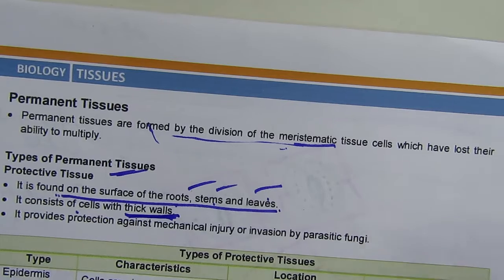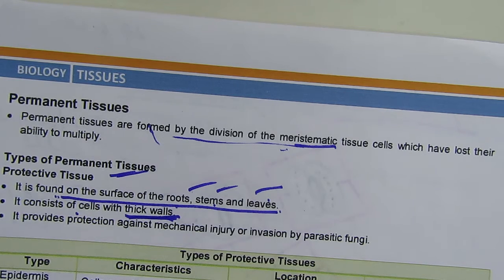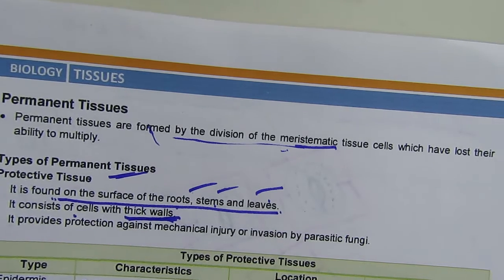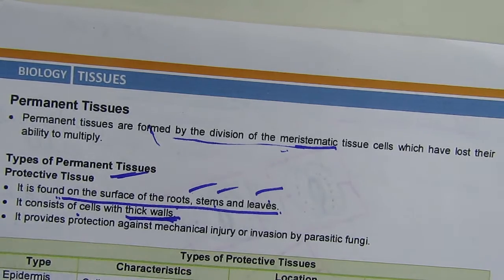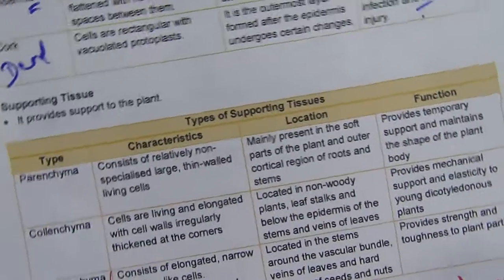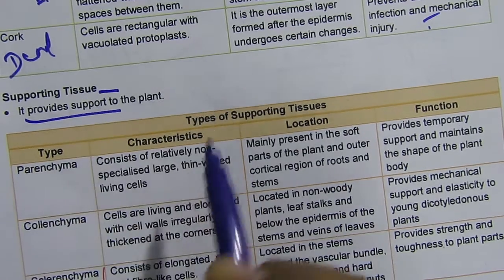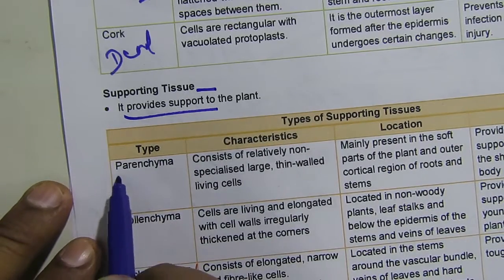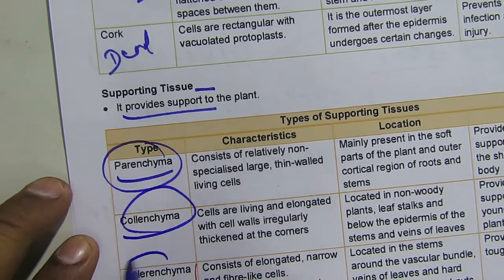For example, cork is a dead tissue. Epidermis is living. Epidermis means covering. Covering is everywhere. You can see it on the leaves, stems, flowers, fruits, branches, everywhere. In roots also it is present, but it is called epiblema. It has got a different name. Now let us discuss simple permanent tissues, which are also called supporting tissues. So the first type is parenchyma, second is collenchyma, and third is sclerenchyma.